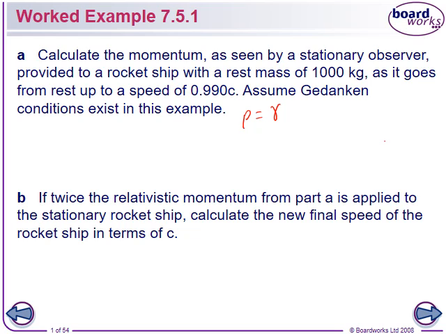So our momentum, remember, is equal to our Lorentz factor multiplied by mass multiplied by velocity. So some of these are easy. Mass, we know what mass is. Mass is 1,000. Velocity is 99% of the speed of light, so 0.99, we'll work that out afterwards. Now we need to work out what our gamma value is. So our gamma value is 1 over the square root of 1 minus v squared over c squared.